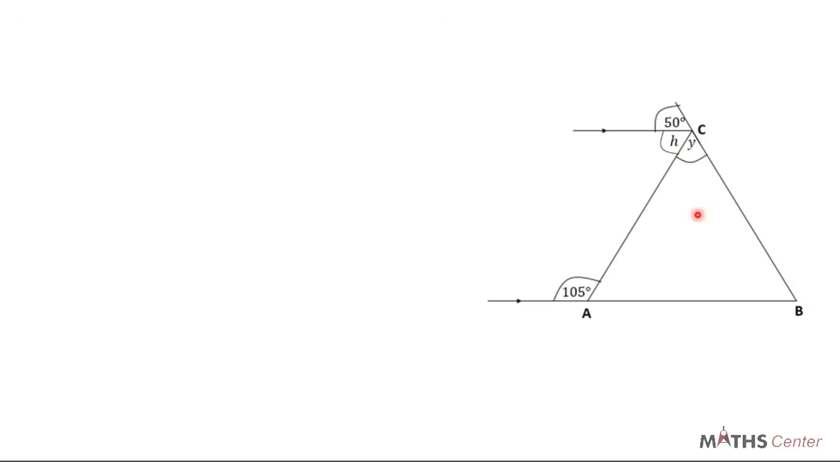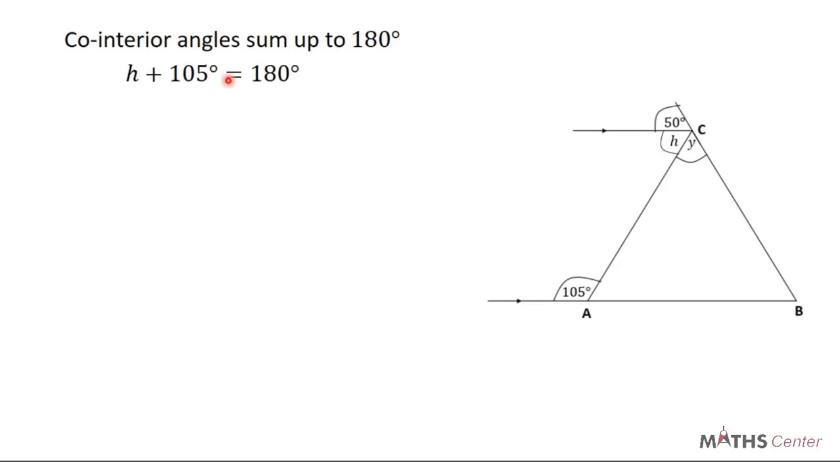So if we assume that this place here is H, we know that co-interior angles add up to 180 degrees. So H plus 105 degrees will give us 180 degrees. So H will be equal to 75 degrees.